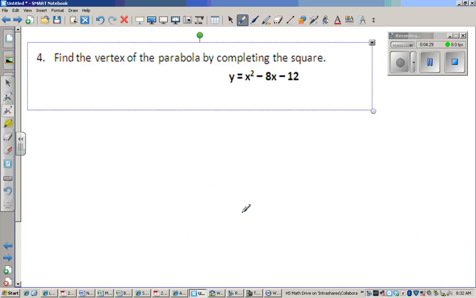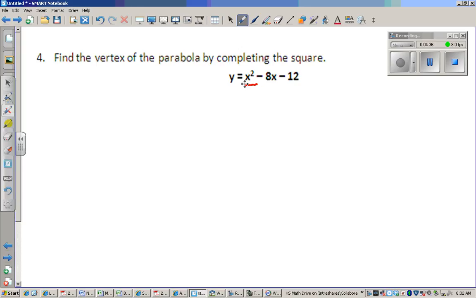Okay, let's find the vertex of this parabola by completing the square. Completing the square was a process whereby we would look to find a perfect square in this quadratic equation. So what we would do is we would separate it first. We would leave ourselves a little bit of space here. So we would rewrite this like this.